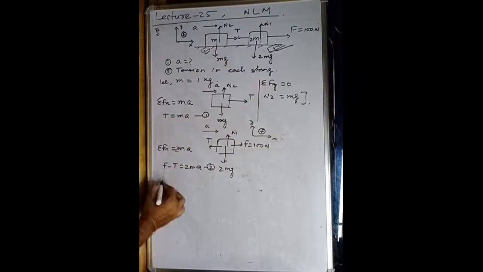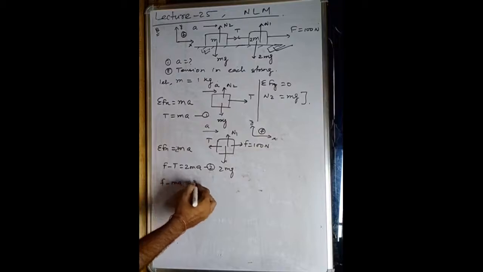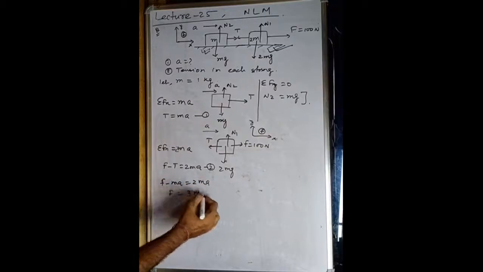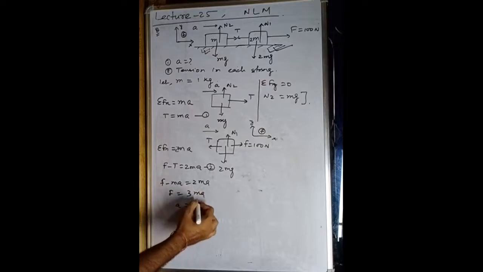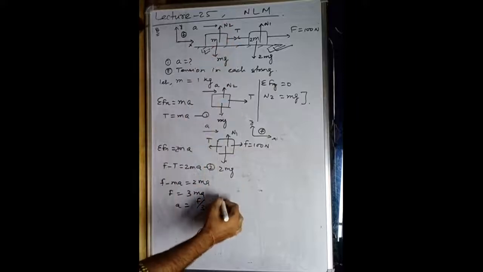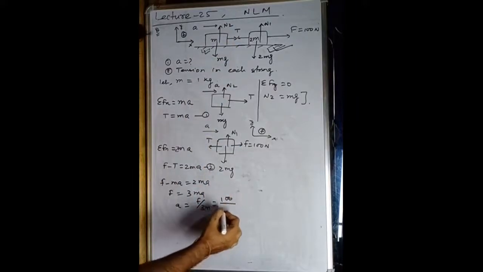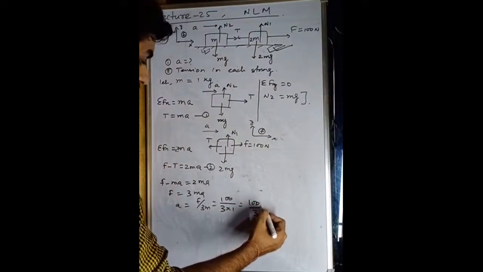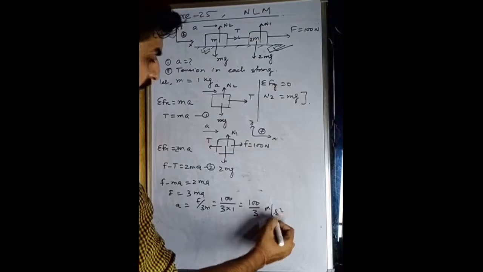My dear students, we can put the value of equation 1 in equation 2. We'll have F minus T, which is equal to ma, is equal to 2ma, and F is equal to 3ma. We have to find the a. It will be F over 3m. F, we have 100 Newton, divided by 3m, where m is 1. Yes, and it is 100 over 3 meter per second square.